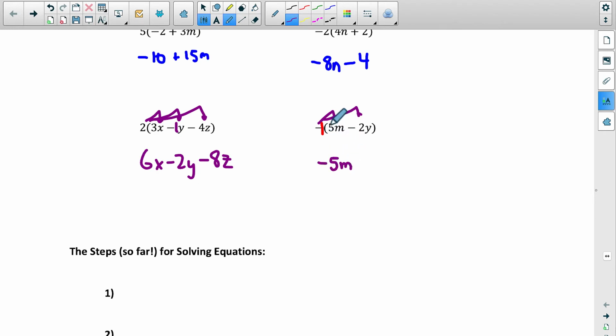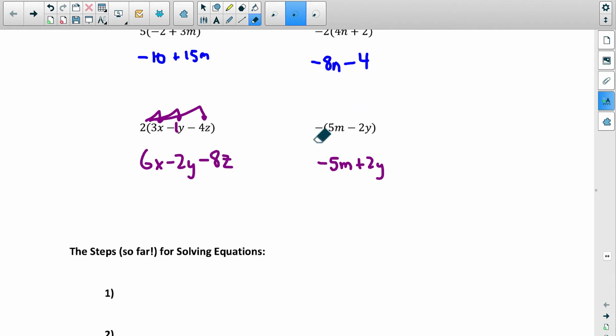Keep the m. Don't put down the sign, because now we're going negative 1 times negative 2y. Negative 1 times negative 2 is positive 2, and keep the y. What you'll notice is when you have that negative in front, it just changes the signs of everything. This was a positive 5m and minus 2y. Now it's become negative 5m and plus 2y. But another way to think of it is distribute that negative 1 to both of them.